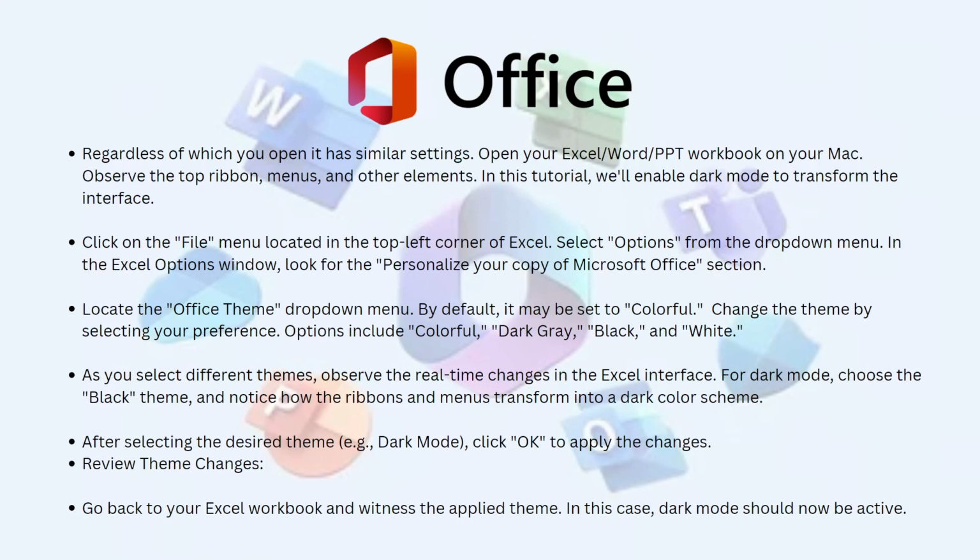To do this, just click on the File menu located in the top left corner of your Excel. Then just select Options from the drop-down menu. And here in the Excel Options window, just look for the Personalize Your Copy of Microsoft Office section. Then, locate the Office theme drop-down menu.